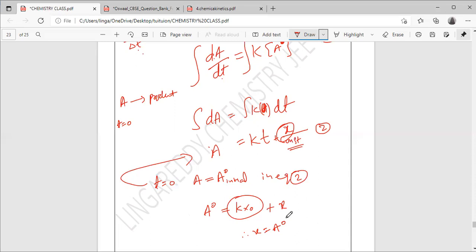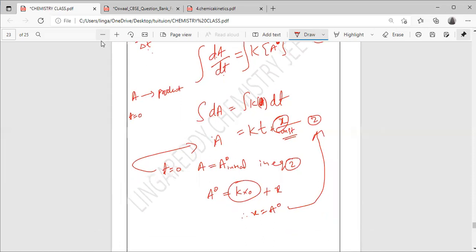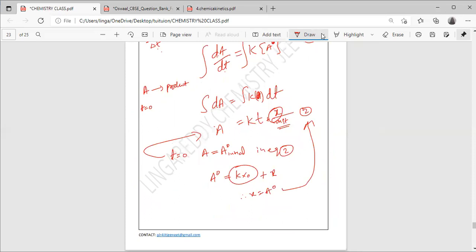Right. This value I'm substituting in equation 2. What is equation 2? A equal to kt plus x. In place of x, I am putting A naught. Then, what is the kt? kt equals A minus A naught. Actually, one thing I forgot.